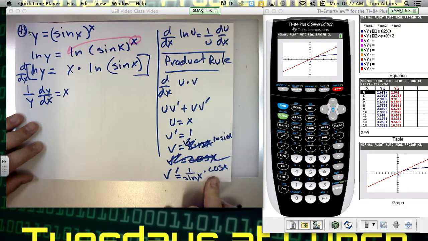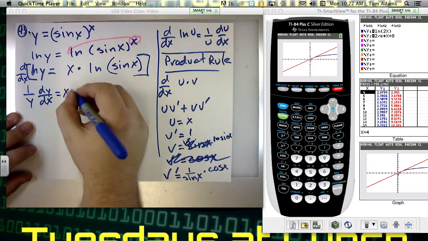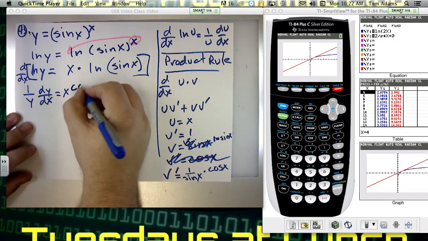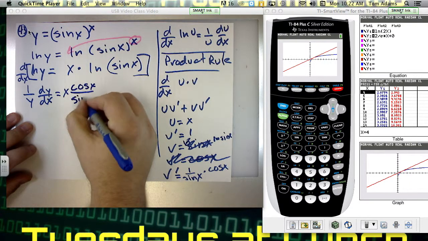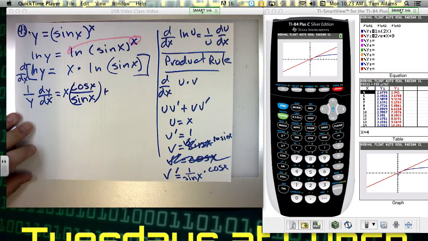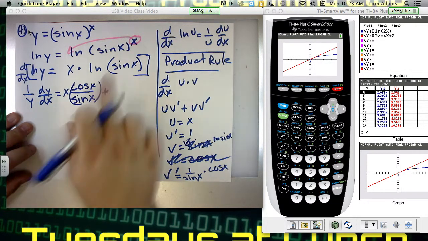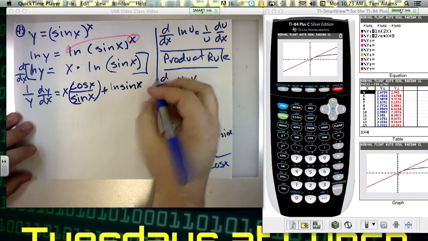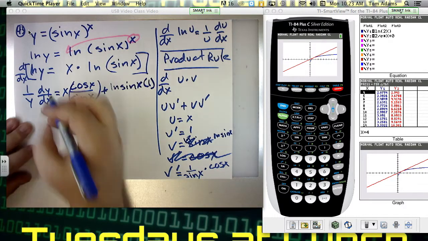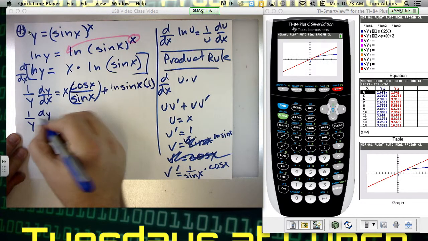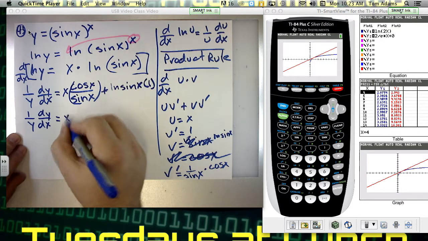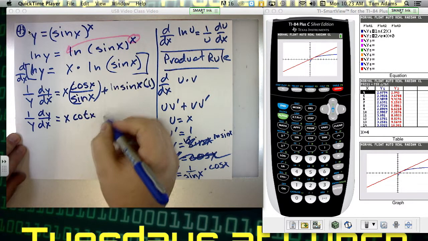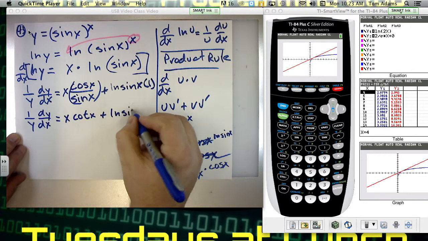All right. What is cosine over sine, though? No, cotangent. It's cotangent. So let me just write it down, though, and then we'll switch it later. So this is going to be times cosine of x all over sine of x, plus v by itself, which is just the natural log of sine of x, times the derivative of x, which is just 1. So I've got 1 over y dy dx is equal to x cotangent of x plus the natural log of sine of x, right?